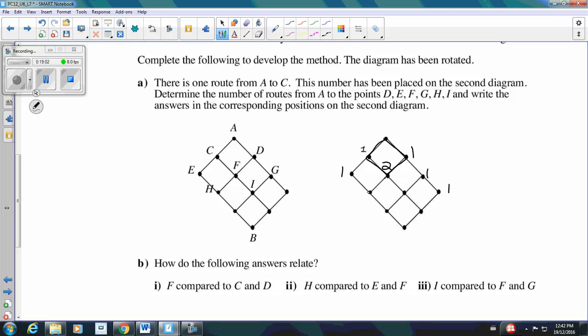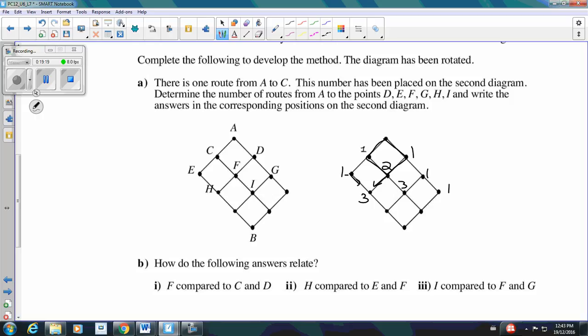To get to this point, I can either come from here or from here. Well, I had 2 ways of getting to here, so this gives me 2 unique paths. Plus, I could come this way, so that gives me 3. Similar reasoning gives me 3 here.